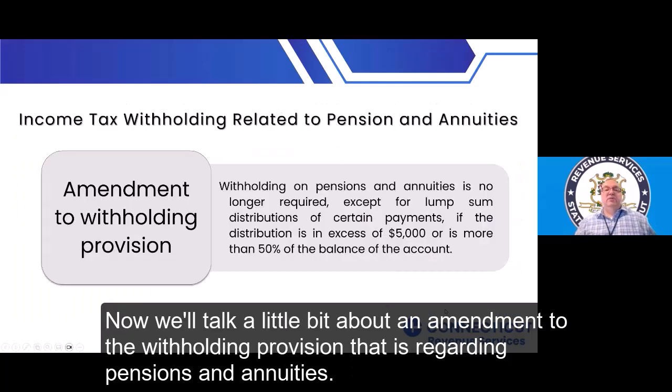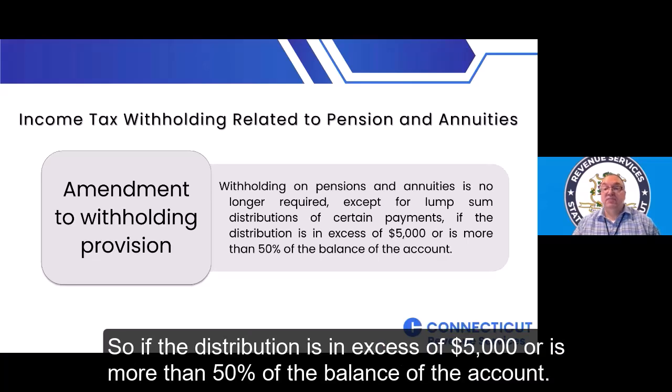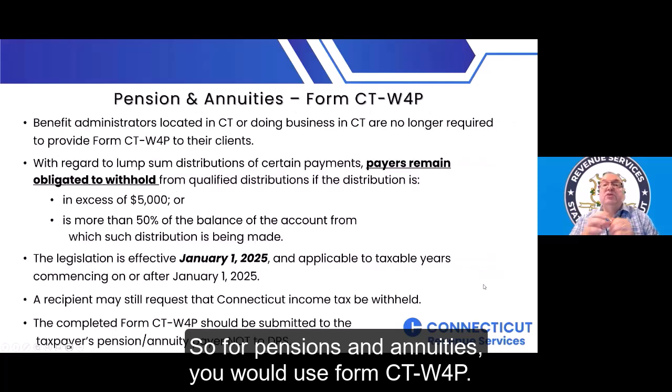Now we'll talk a little bit about an amendment to a withholding provision regarding pensions and annuities. Withholding on pensions and annuities is no longer required except for lump sum distributions of certain payments. So if the distribution is in excess of $5,000 or is more than 50% of the balance of the account. So for pensions and annuities, you would use Form CT-W4P.